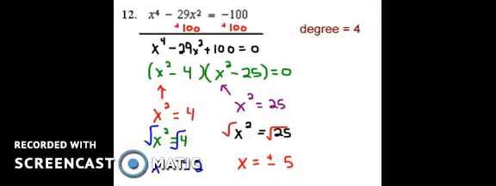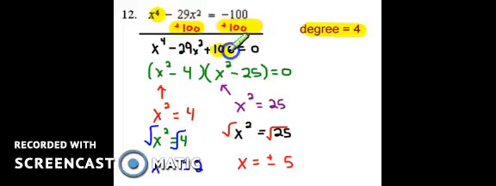In problem number 12, we're going to find the solutions. My degree is 4. I have to have 4 solutions. I cannot use the quadratic equation because my degree is 4. I only could use it when my degree is 2, because that would be quadratic. So make it equal to 0. That's why I subtracted. I have minus 100. That's why I added 100 to both sides. So now I got x to the 4th minus 29x squared plus 100.